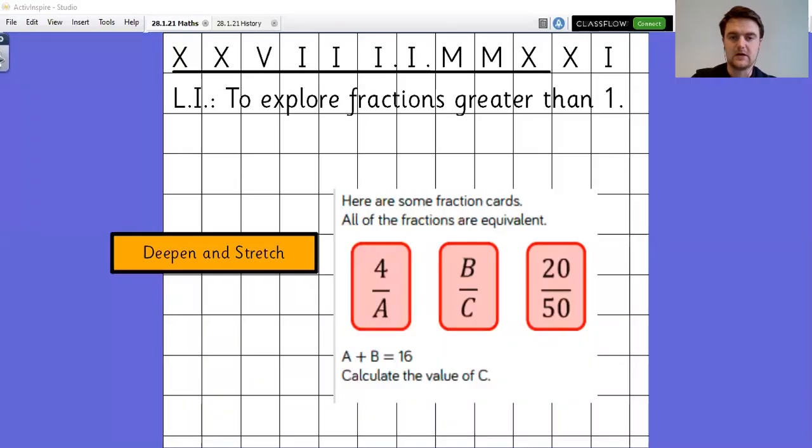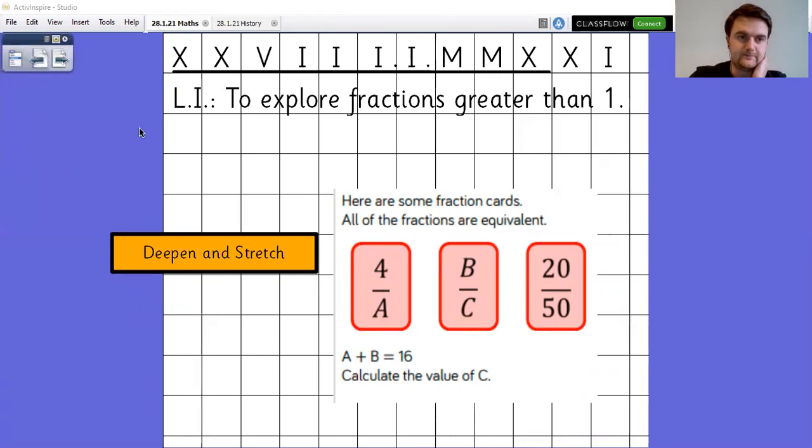So let's first of all have a look at our starter activity, which is to do with what we've been covering in the last few days. Here are some fraction cards. All of the fractions are equivalent, and then it's got some information. You've got 3 letters that you need to find out, but the main objective is to calculate the value of C. So have a look at that. If it looks a bit confusing, that's fine, but have a little go and then stick around for me to tell you what it is you need to do to work out the values.